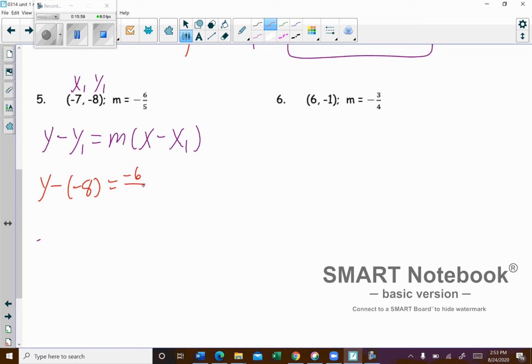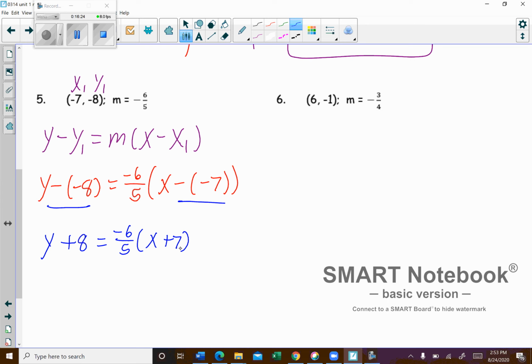I like to put the negative directly with the 6, personal preference, so I'll always typically do that. And then let's see, x minus -7. So I do have some double negatives going on that I want to go ahead and clean up. So y plus 8 equals -6/5 times x plus 7.